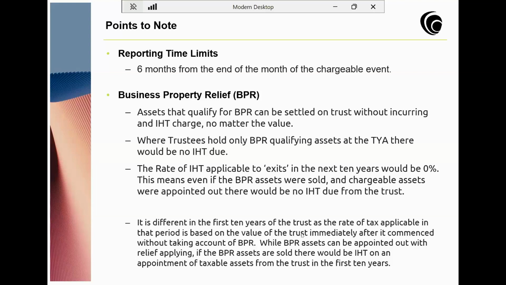And so even if you sell the BPR qualifying assets and appoint out chargeable assets, you still wouldn't have to pay IHT by the trustees because the rate is calculated based on the previous event. But you need to bear in mind that in the first 10 years of the trust, the way you calculate the rate is slightly different and you don't take into account BPR. So that wouldn't be the case. And if you sold the BPR assets and appointed the cash out, say, within the first 10 years, then there would be a charge in that case.